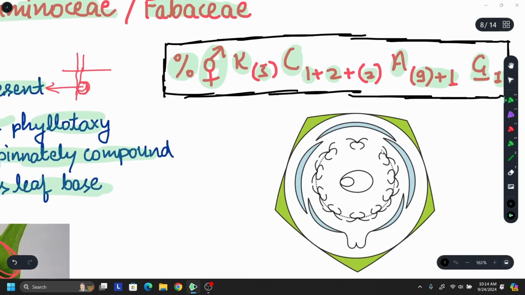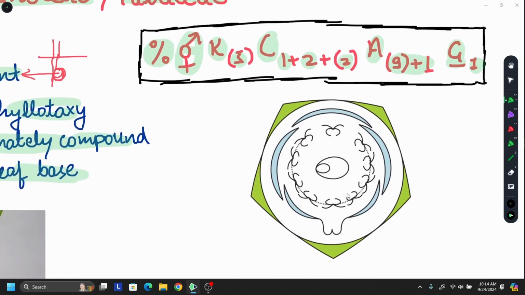Also, you can see all these features in the floral diagram here. This is the gynoecium, which is basically a superior ovary. 9 stamens are present joined to each other, and one is present solitary, or alone. Now C is 1 plus 2 plus 2. This is 1, this is 2, and this is 2, which is joined to each other. That's why the last 2 is in the bracket here.